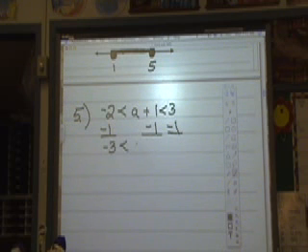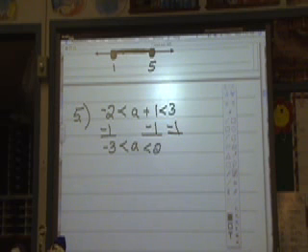-3 is greater than A. No, why would it turn? Oh, because it's negative. Well, you're not multiplying by a negative. You're subtracting 1. You only turn your inequality when you multiply or divide by a negative. It's not going to change anything. It's only when you multiply or divide. So -3 is less than A, and A is less than 2. And graph it.